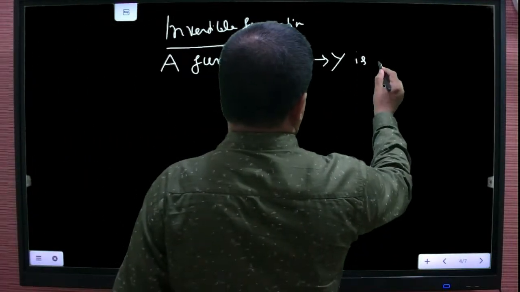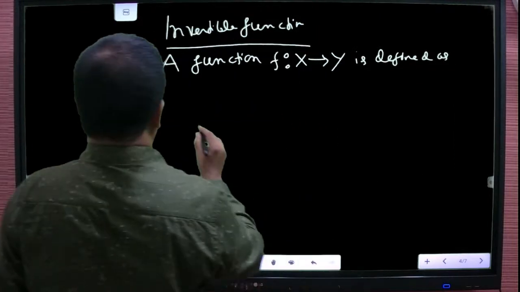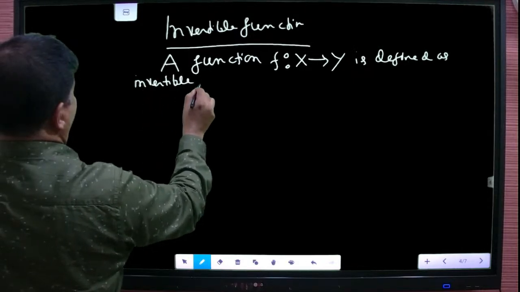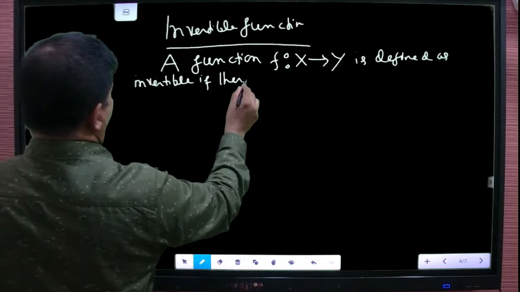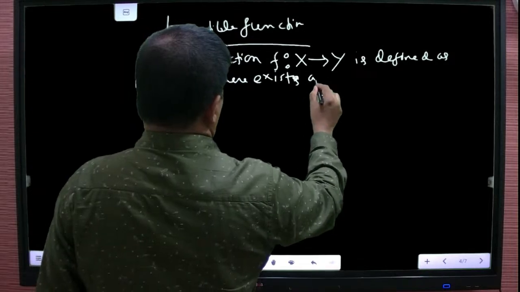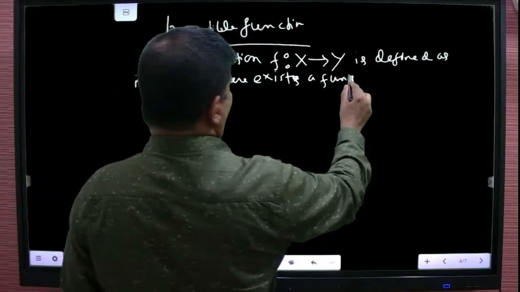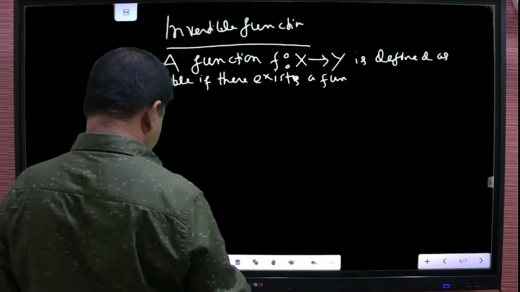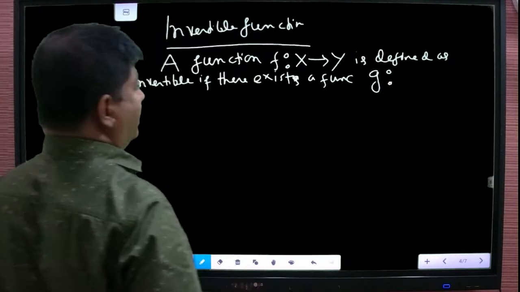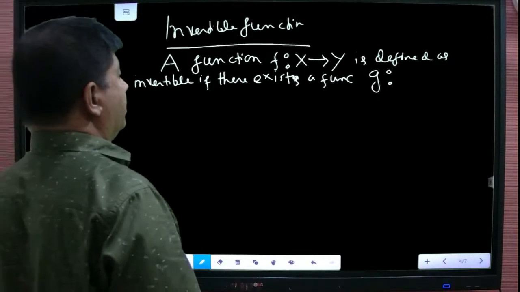Is defined as invertible if there exists a function g which maps y to x.